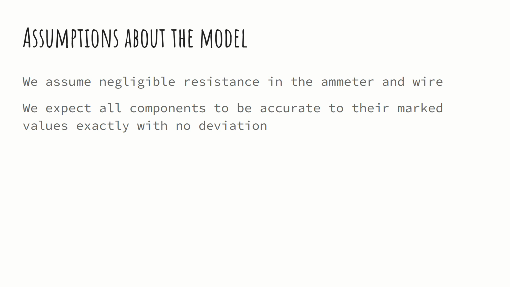Secondly, we're expecting all the components to be reasonably accurate to their marked values. So if there's a 10 ohm resistor, we're expecting that to be exactly 10 ohms. That's often not the case in the real world, especially with older lab equipment. There might be some deviation. It's never too crazy, it might be like 10.5, but that's still a noticeable difference and a possible source of error. But more or less, these are the assumptions that we're making, and the predicted result shouldn't deviate too much from the actual result, which is what happened.